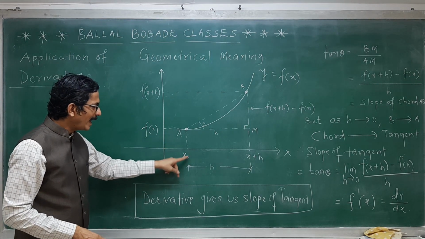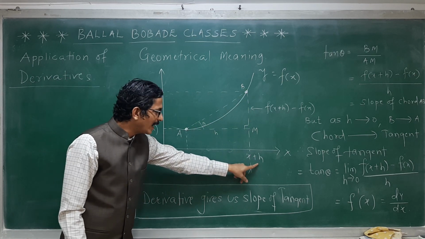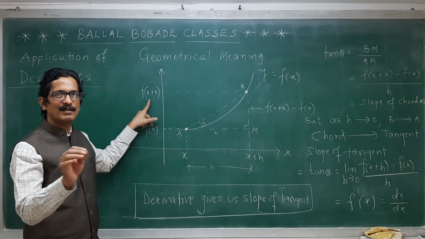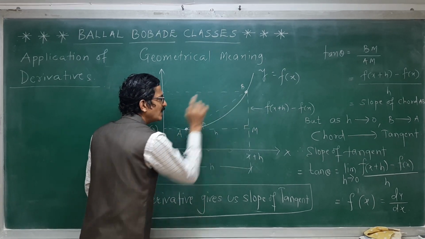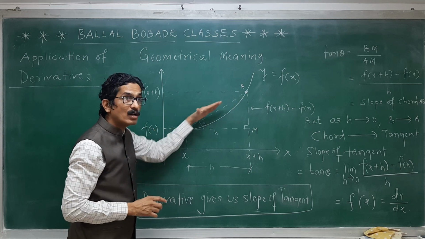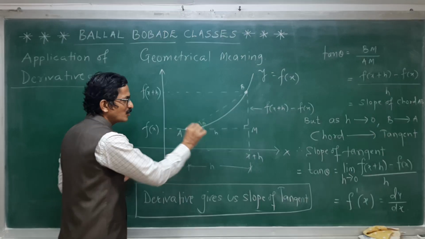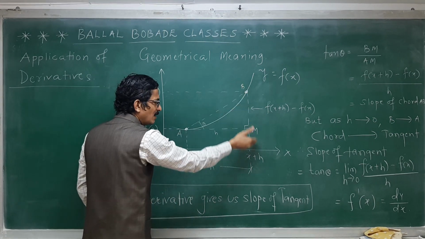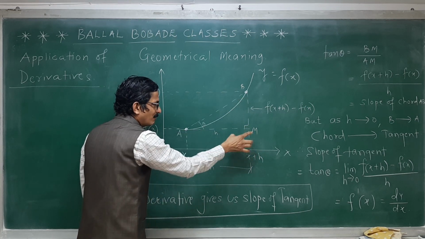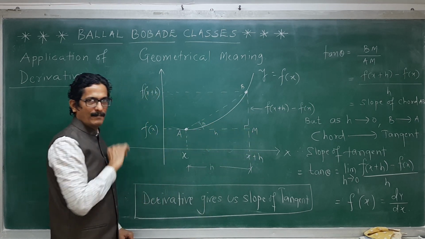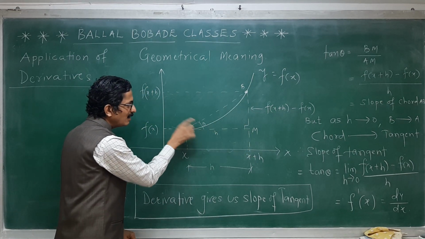One is A, x comma f of x, and the other one is B, which is x plus h comma f of x plus h. These are 2 points on the curve. When you join A with B, what you see is a chord AB. You can have a construction. You extend this B up to x-axis and draw perpendicular from A to that line which meets here in M. So AM is perpendicular to this. This one is angle theta.